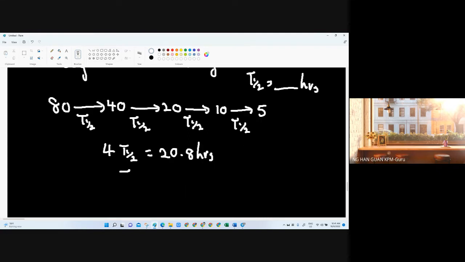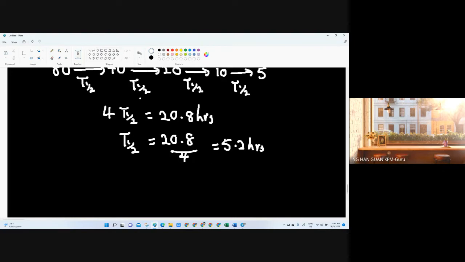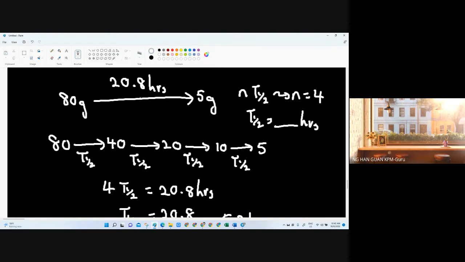So it means the half-life will equal 20.8 divided by 4, so 5.2 hours. The half-life is 5.2 hours. So after 5.2 hours, 80 gram becomes 40. Another 5.2 hours, 40 becomes 20 gram. Another 5.2 hours, 20 becomes 10 gram. Another 5.2 hours, 10 becomes 5 grams. So altogether, 80 to 5 grams takes a total of 20.8 hours. So that is the concept of half-life.